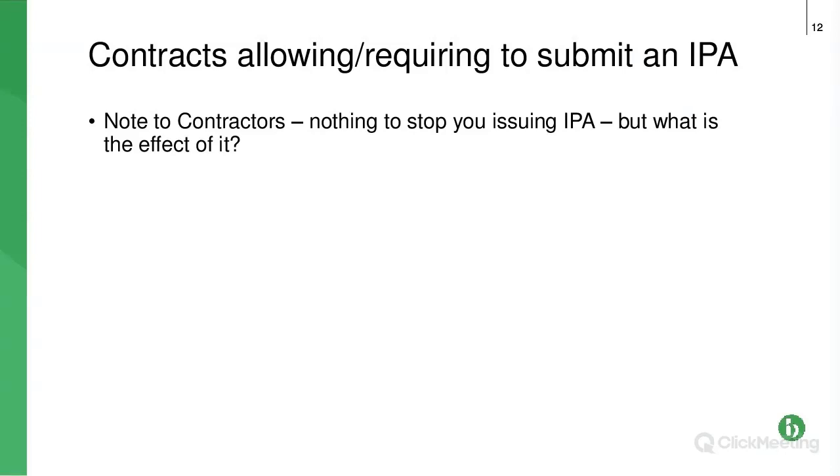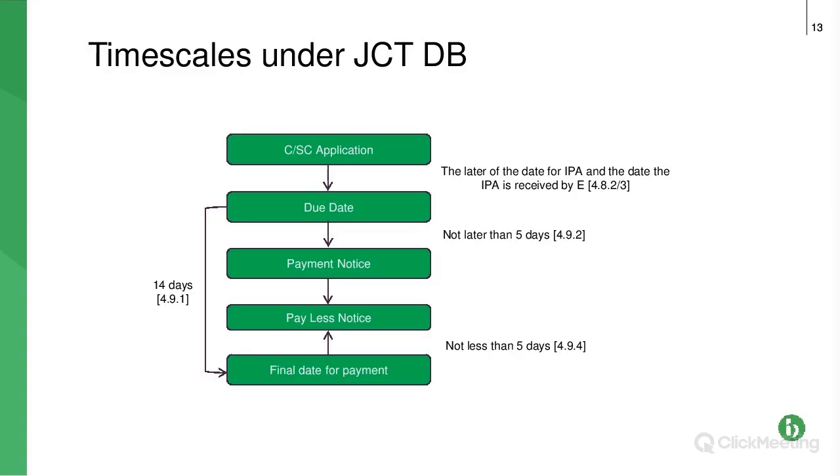That's just a point that I've made already about your contract has to allow you or require you to submit an interim payment application for that mechanism to apply. Now, in practice, there's nothing to stop contractors, subcontractors issuing interim payment applications. The key point here is that if your contract does not allow you to do it, then you can't use it as one of these notices. So just bear that in mind. Probably most relevant to a bespoke contract.